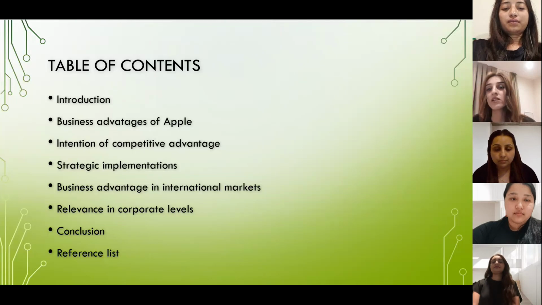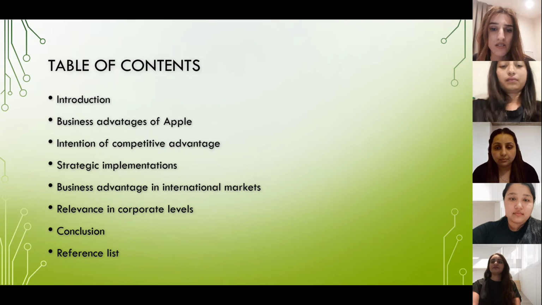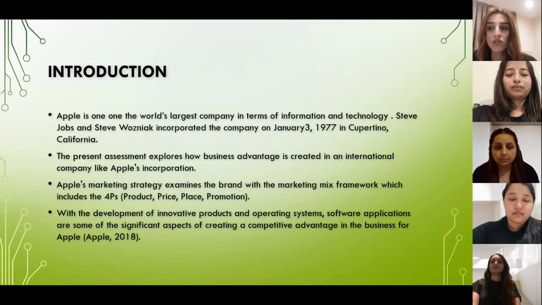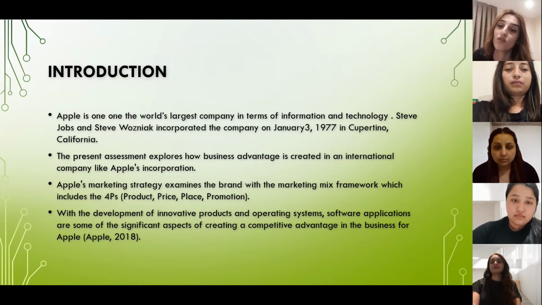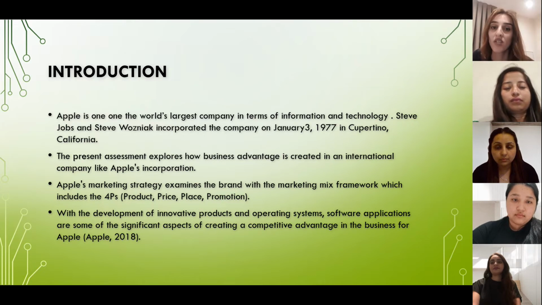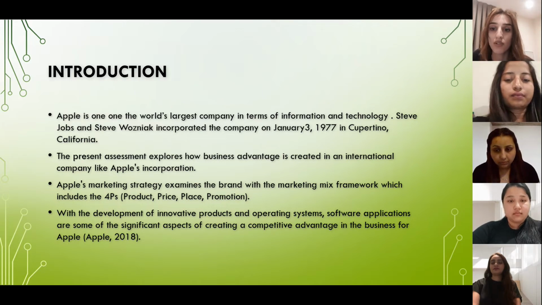Today, we are going to present the business advantage of Apple, intention of competitive advantage, strategic implementation, business advantage in international markets, and relevance in corporate levels. We all know that Apple is one of the world's largest companies in terms of information and technology. Steve Jobs and Steve Wozniak incorporated the company on January 3, 1977 in California. So this assignment is about showing how business advantage is created in an international company like Apple.